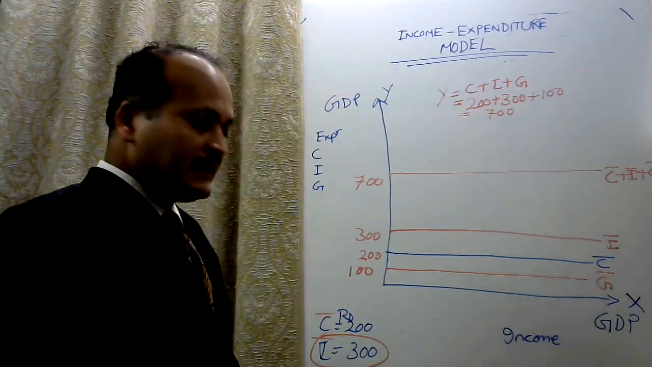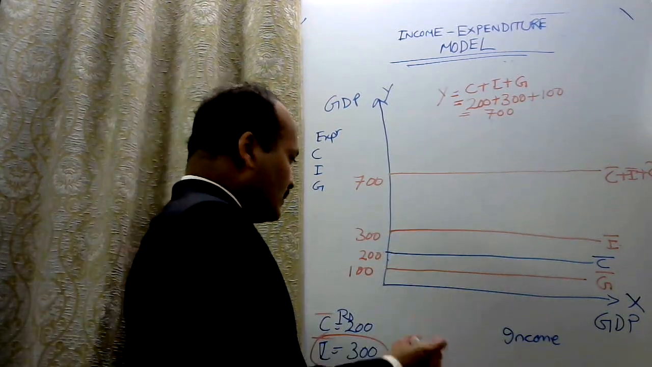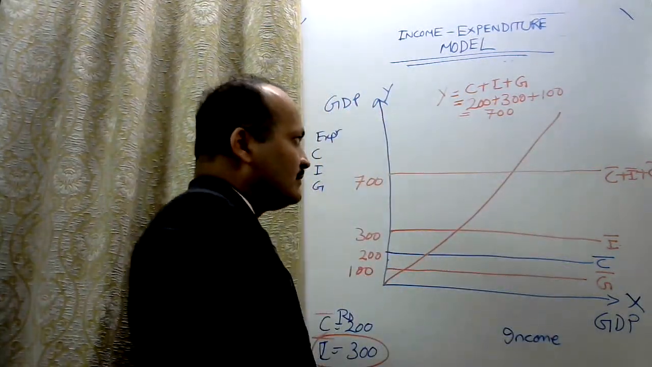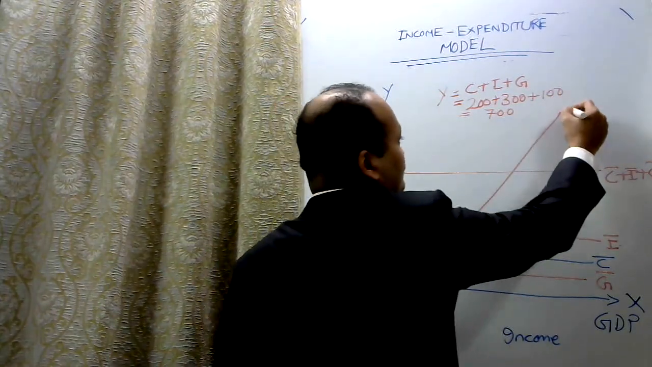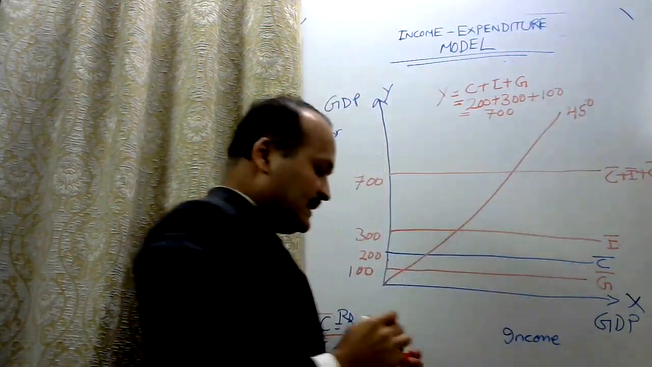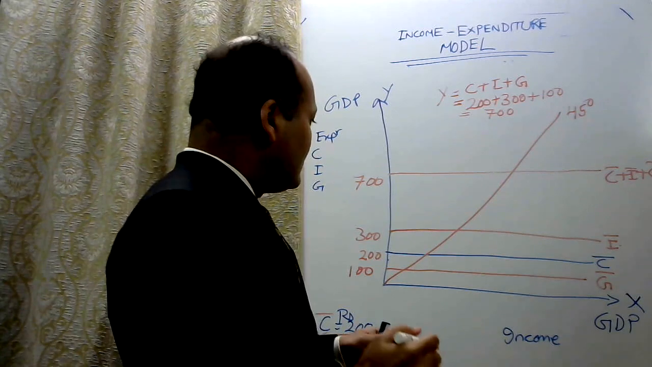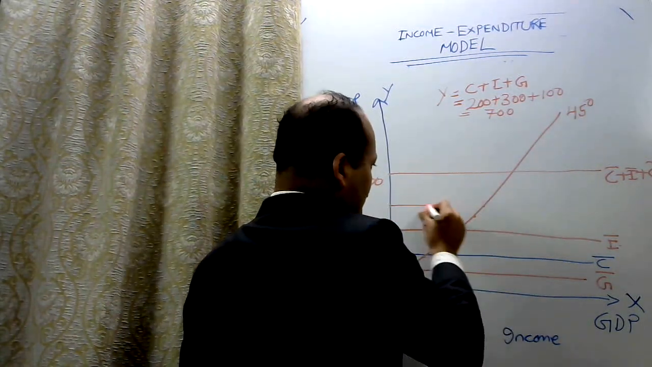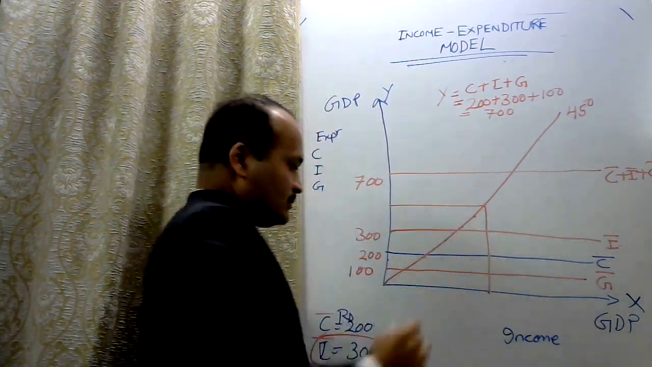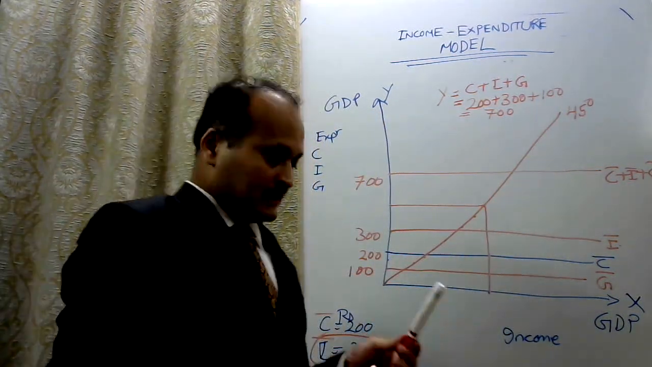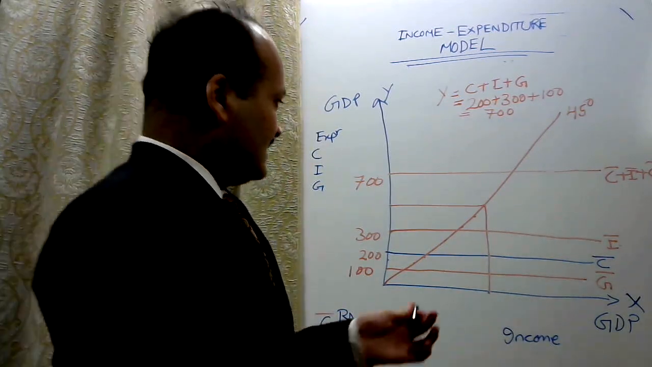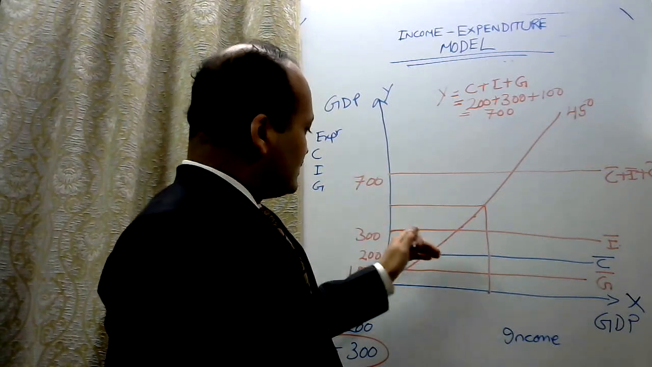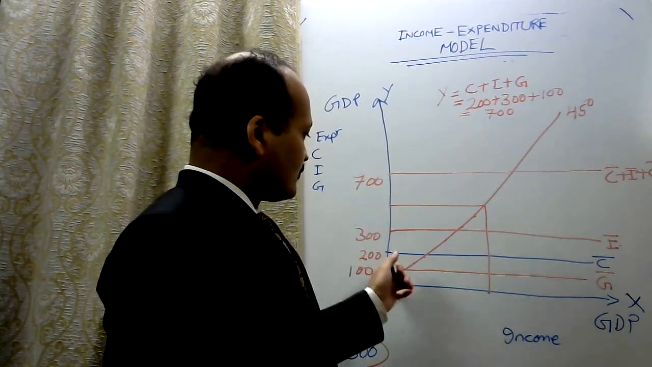That I can get if I plot a 45-degree line. This is the 45-degree line. What it tells is that each point of this line is equidistant from the x-axis and the y-axis. So what is the significance of this 45-degree line? It tells that on each point of the line, there is the same distance from the x-axis as well as from the y-axis.